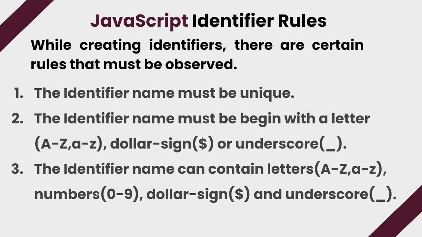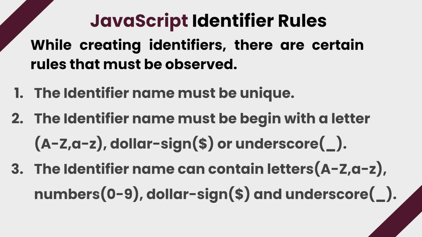Now the third rule here actually states that the identifier name can contain letters which could be upper or lowercase. It could also contain numbers 0 to 9, and it could also contain the dollar sign and the underscore. Now, if you look very well on the screen, you would notice that rule 2 and rule 3 feel like they're the same thing, but they're not the same.